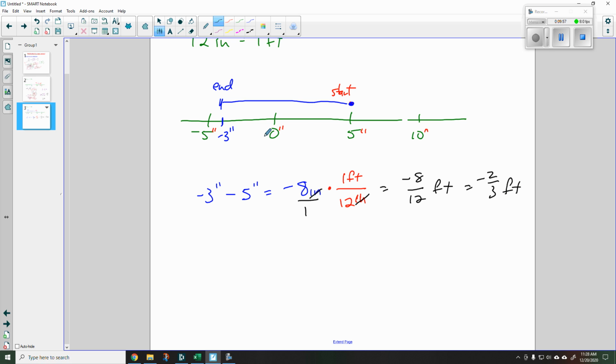So I can go negative or positive, but it's the same method. I take where I ended and I subtract where I started. I get my answer in the same units. And if I want to change units, I got to multiply by 1. But the 1 that I'm multiplying is the unit that I want divided by the unit that I have.